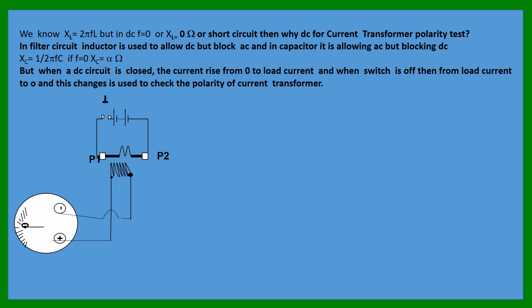For this reason, we are using this DC and taking that facility, the changing period of DC, 0 to load current and load current to 0. I think now it is clear to you. As the voltage is very little, current will also be minimum, but even during short circuit it will not harm the current transformer. Okay, thank you, friends.